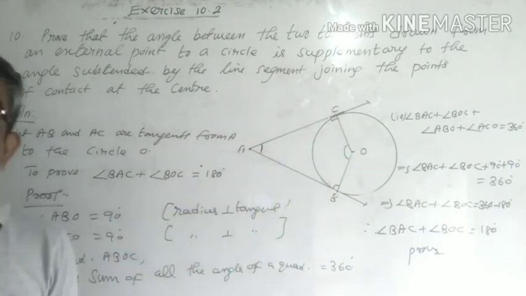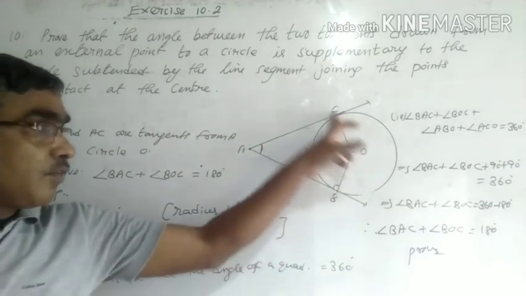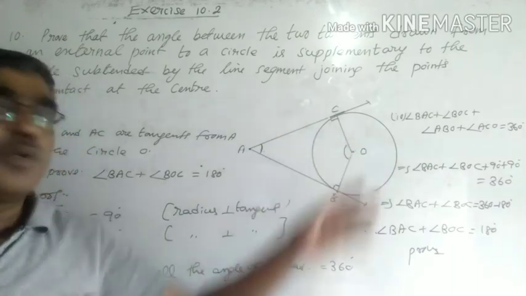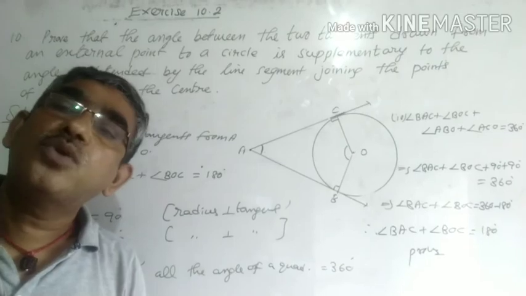It is 90, it is 90. But all the four angles together become 360. So we'll be getting BAC and BOC easily. Okay, let's continue to the next question.